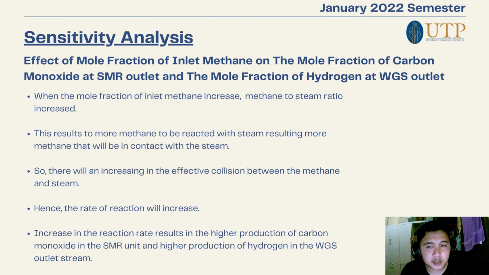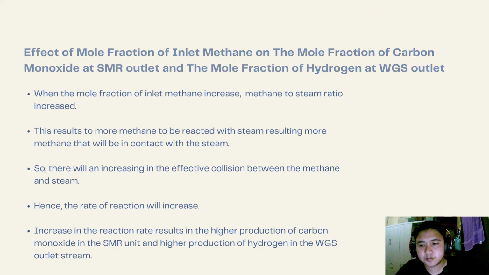So, the rate of reaction will increase. When the rate of reaction increased, the production of both carbon monoxide and hydrogen will increase as well. So that's why the mole fraction of both carbon monoxide and hydrogen at SMR and WGS outlet increase.